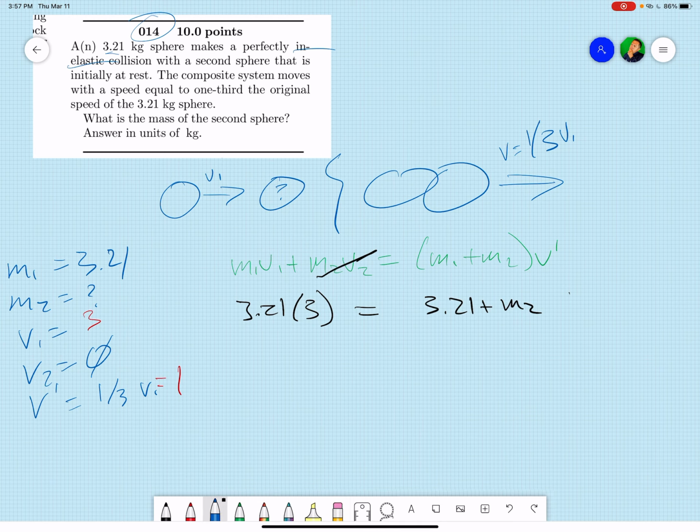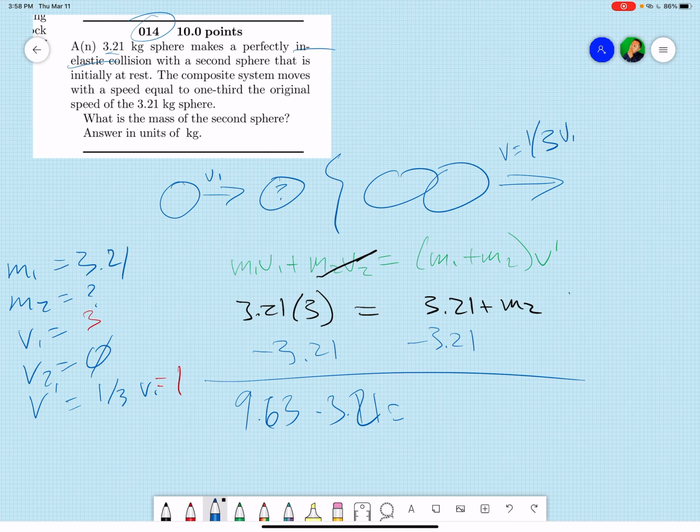Okay, so now all we have to do is subtract 3.21 from both sides and get our answer. And I see my answer being 3.21 basically times 2, right? Because we have 3.21 times 3. I'll do the whole thing. 3.21 times 3 equals 9.63, minus 3.21, and I get 6.42. All right, so that is my mass.